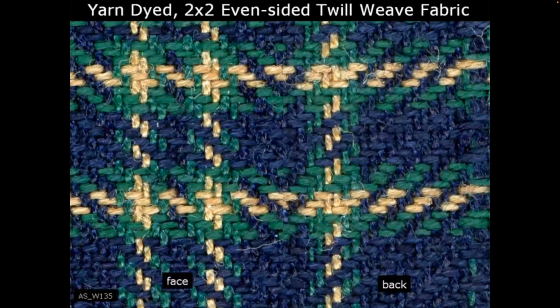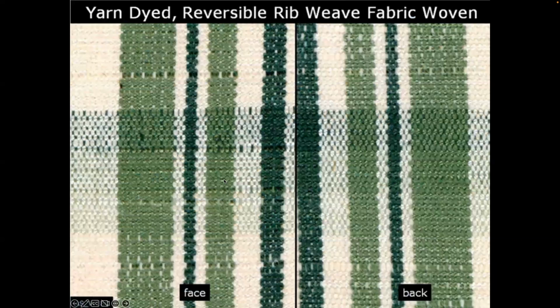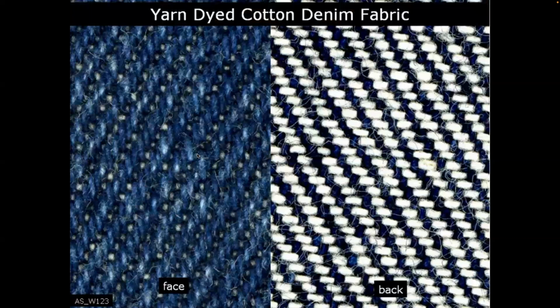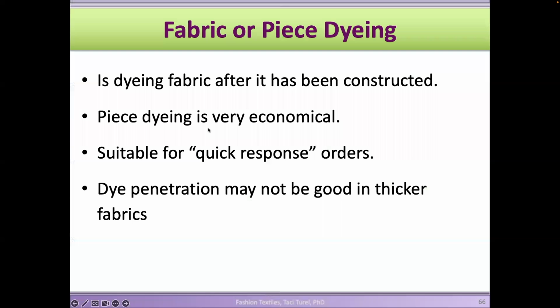This is a twill woven fabric, 2x2 even-sided twill, and the twill design is done using these different colored yarns. So this is a yarn dyed fabric. Again, yarn dyed. Anytime you see any kind of stripes or designs like this on the woven structure, it's yarn dyed. This is a plaid made with yarns that are dyed as yarns. This is a denim fabric, yarn dyed. Obviously, the indigo and the white yarns are used later after the dyeing.